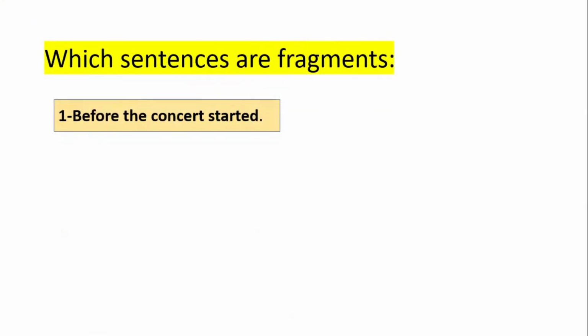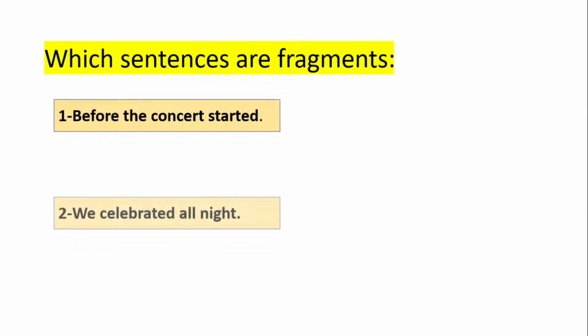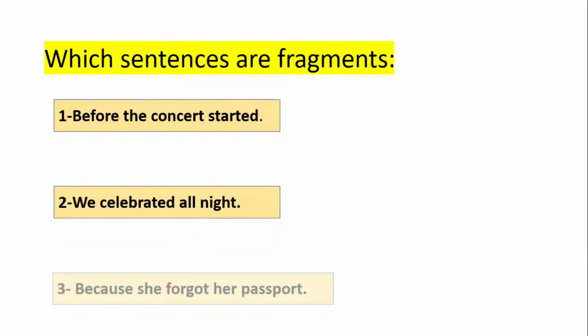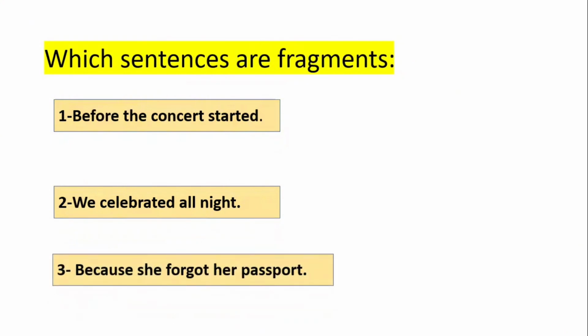Now I'm going to give you some practice questions. So here I would like you to decide which sentences are fragments and which sentences are correct. I have 3 sentences here. Before the concert started. Is this a complete idea? Do you feel like the sentence is complete, or do you feel like you're waiting for more? We celebrated all night. Or because she forgot her passport. Do you feel like you're waiting for something to complete the sentence, or is it complete this way?